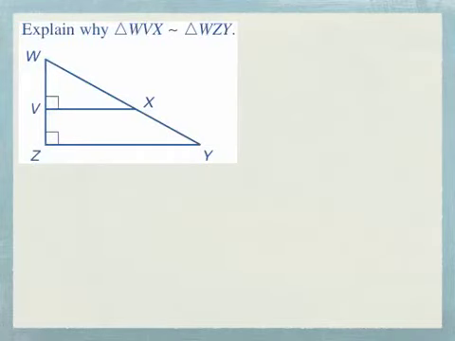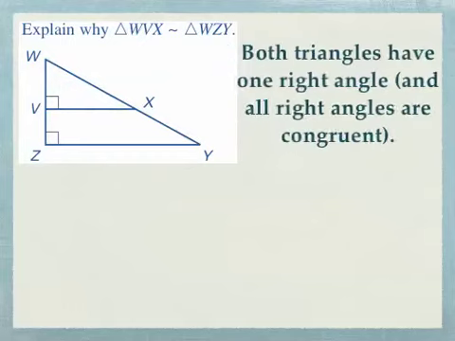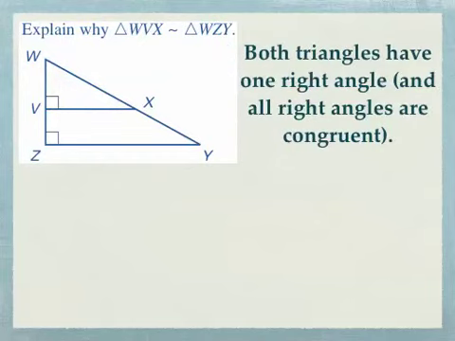This example says explain why triangle WVX is similar to triangle WZY. The first piece of information that should be sticking out at us is that they're telling us by notation that both triangles have one right angle. Angle V and angle Z are both right angles. And we know that all right angles are congruent.